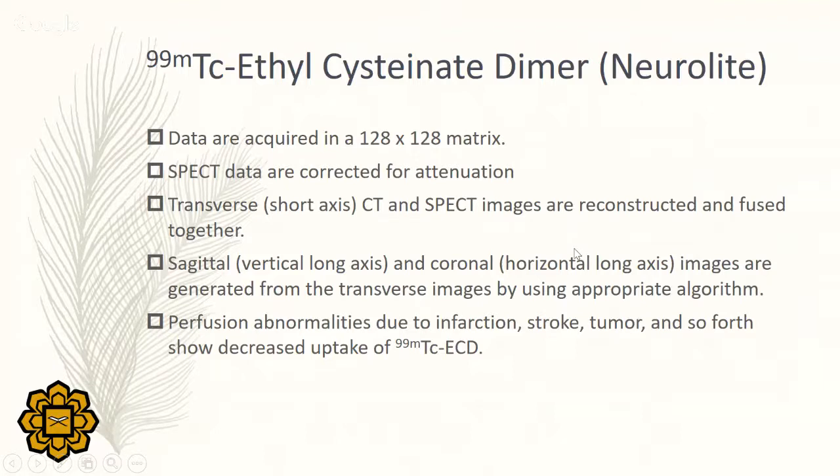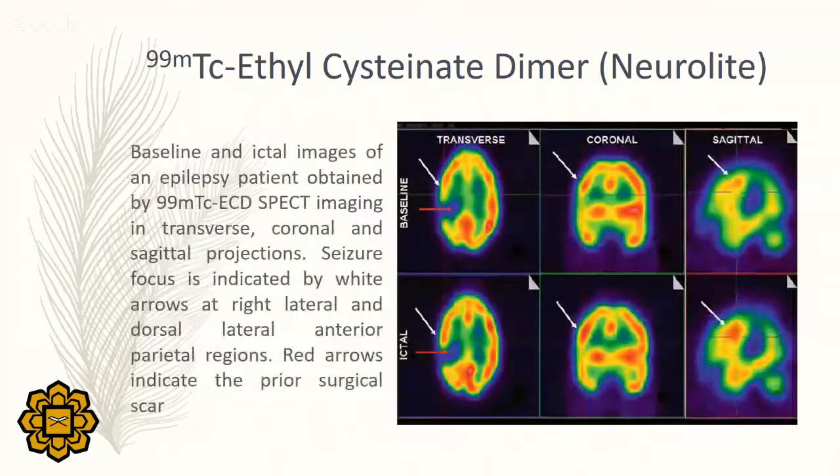If you have abnormalities in perfusion due to infarction, stroke, or tumor, you will see a decreased uptake of the technetium. So any abnormality in the brain, perhaps due to infarction, stroke, tumor, or other diseases, will cause decreased uptake of this ECD. So this is the image. You have transverse, coronal, and sagittal.